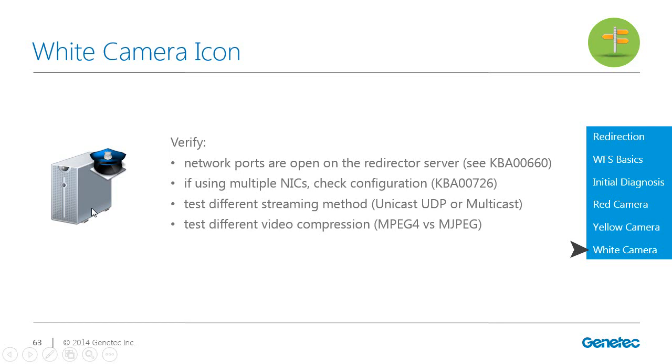If we're still getting a waiting for signal message in the tile on the Security Desk that's running on the redirector server, the next few steps are the same as the last steps we did for the archiver server as well. So first, try to use a different network streaming method, like changing from multicast to unicast UDP. And then as well, try to use a different video compression type for the video stream. So change the live stream from MJPEG to H.264 or MPEG-4 or something like that.